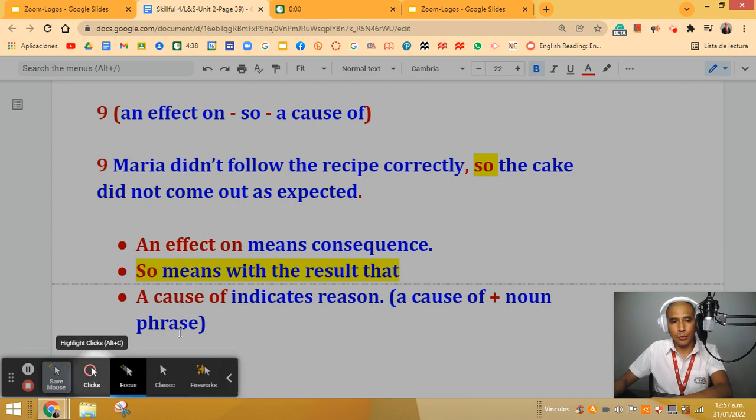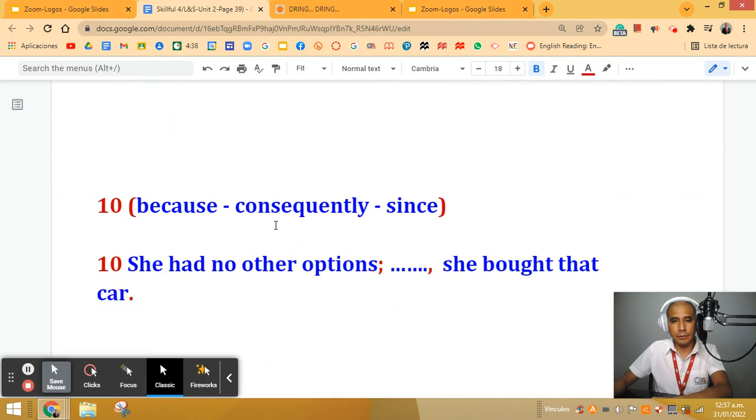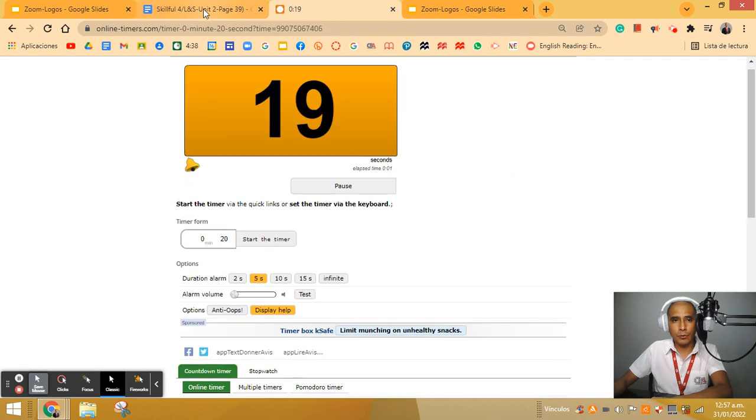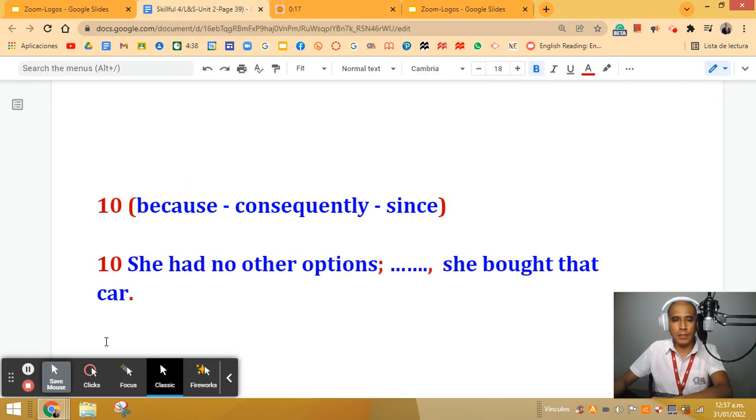Now we are going to continue with number 10. The same procedure, 20 seconds. Read very carefully the sentence and choose the appropriate answer.